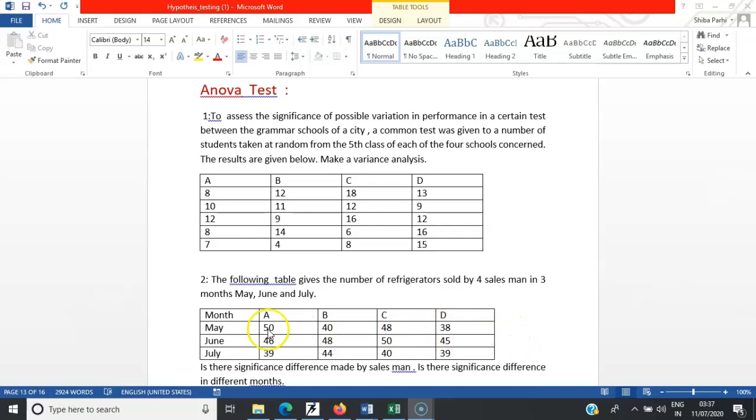ANOVA test is useful in many cases to compare region-wise, gender-wise, and also qualification-wise or product-wise.